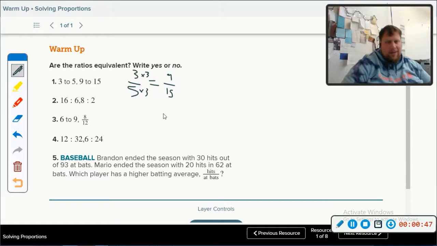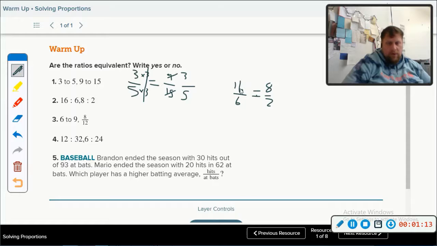So guess what? They're equivalent. The other way I could have done it is I could have said, hey, what goes into both 9 and 15? 3 does. 9 divided by 3 is 3. 15 divided by 3 is 5. Is that the same? Yep, 3 over 5 equals 3 over 5. Let's do the same with this one. I've got 16 over 6, and let's see if it equals 8 over 2.